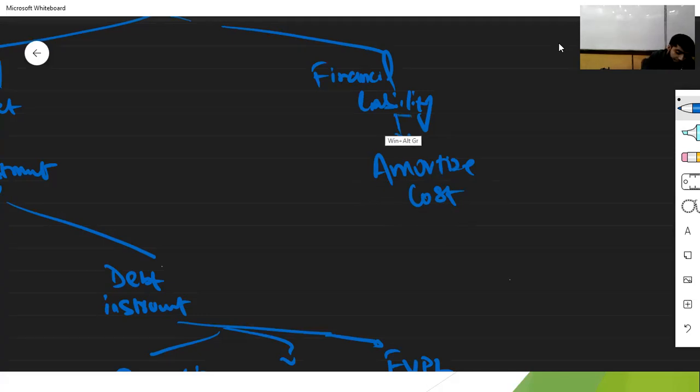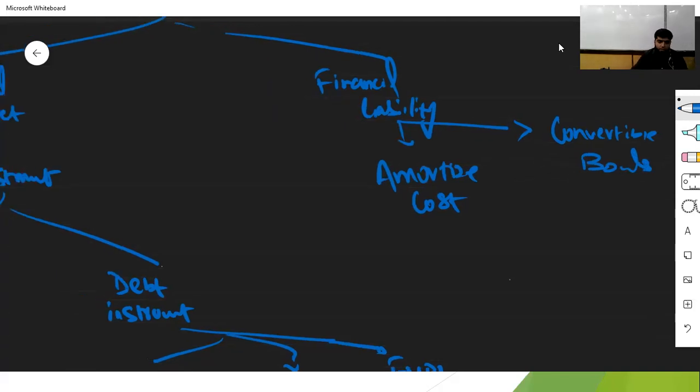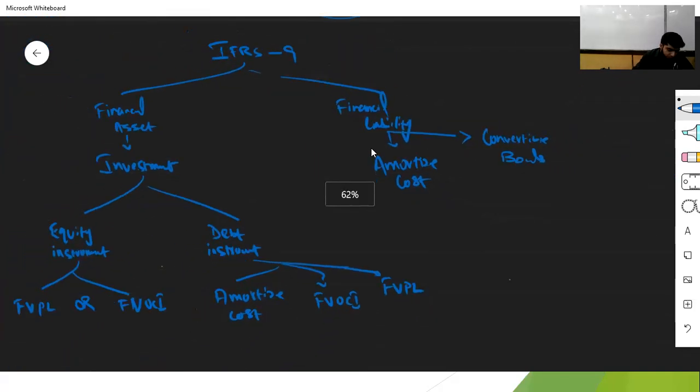Another area that we will be covering in financial liability is convertible bonds. And what are convertible bonds? Inshallah, we'll discuss in this session. So I have just made a summary in front of you. Let me zoom out this screen so that you can have a brief overlook of today's session summary.